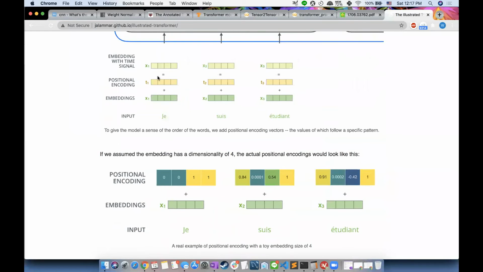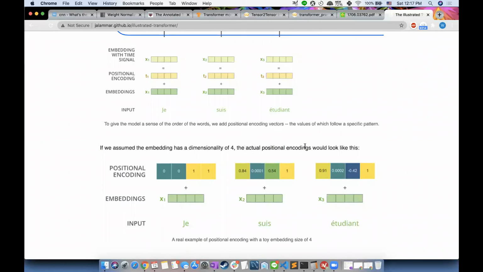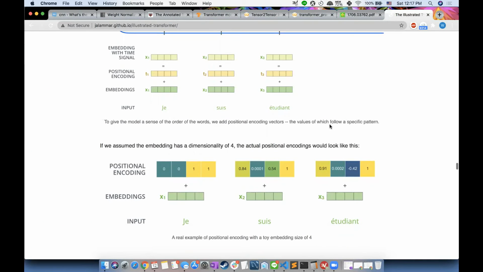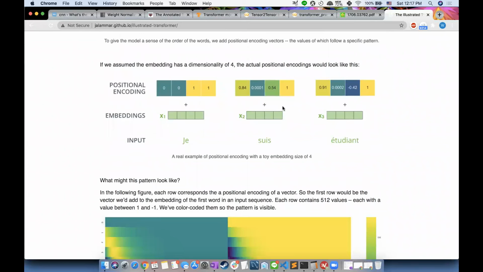So once you add them together, then you can call this embedding with time signal, or sequence signal, or position signal. If we assume the embedding has a dimensionality of 4, the actual position encoding would look like this. Okay. So this could be learned as well, this position encoding. It's not just 0, 1, 2, 3, 4 as index. It's not just index. This can be learned.